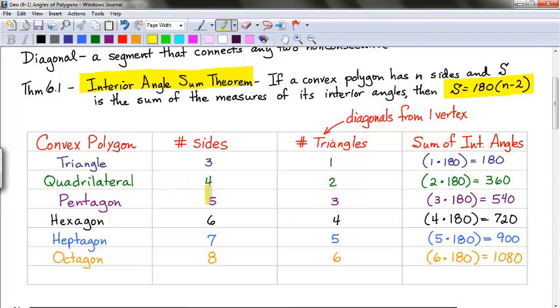Notice on this table the number of triangles is 2 less than the number of sides on each one of these. This is kind of the shortcut. Take the number of triangles times 180, and you get the sum of the interior angles. So for a pentagon, interior sum is 540, hexagon 720, heptagon 900, and octagon 1080.